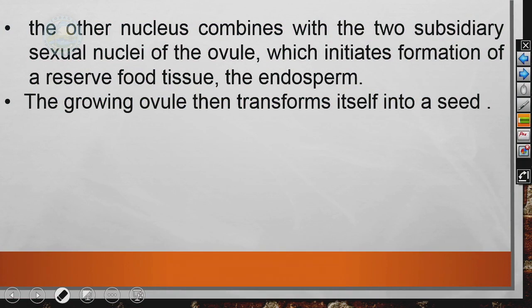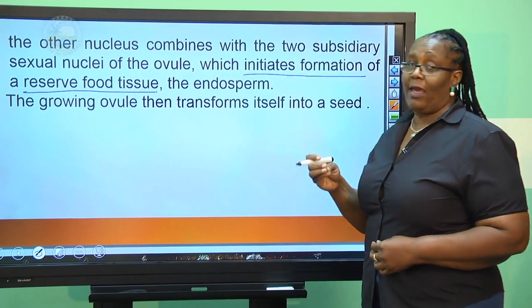Good? So this is simply stating that the other nucleus combines with the two subsidiary sexual nuclei of the ovule, which initiates formation of a reserve food tissue. I hope you are appreciating this. It initiates formation of a reserve food tissue. That's the crux of it there.